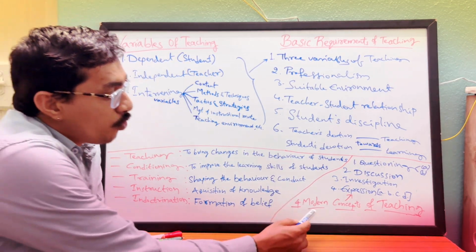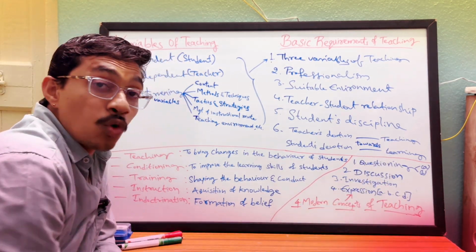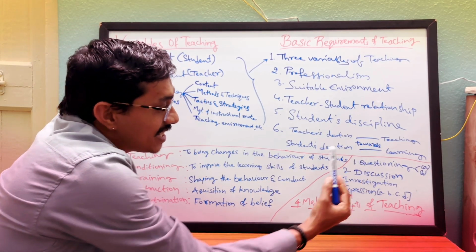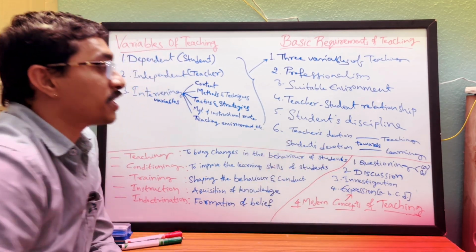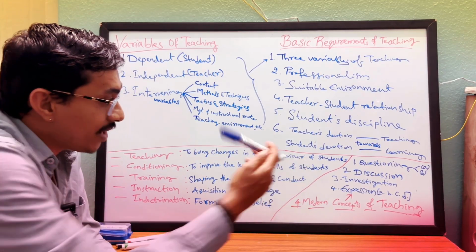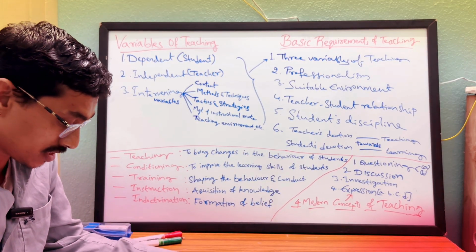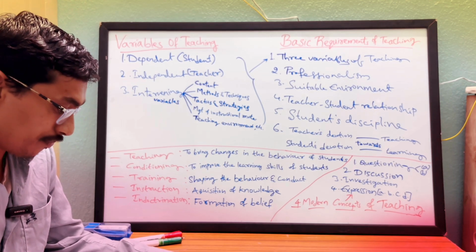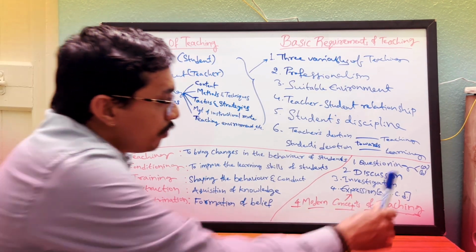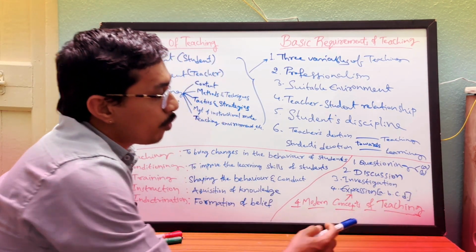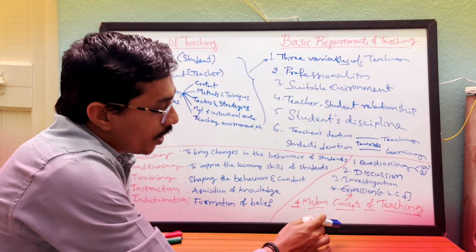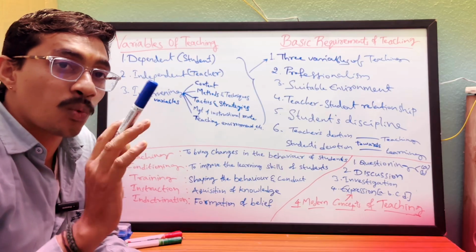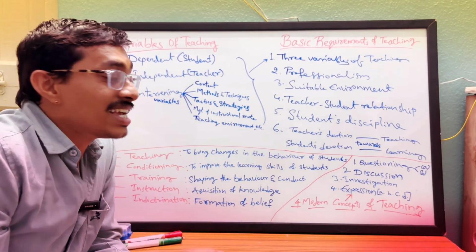Next, there are 4 modern concepts of teaching. In that, questioning is there, discussion is there, investigation is there, expression is there. This is important, so I will read that one by one. Here under questioning there are points A and B, and in expression A, B, C, D, 4 points are there. So the 4 modern concepts of teaching are questioning, discussion, investigation, expression.